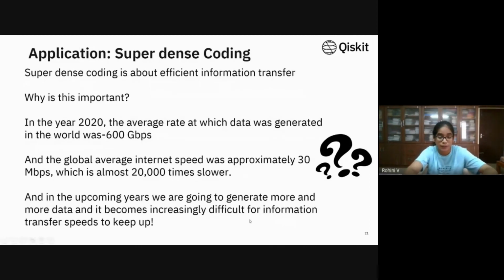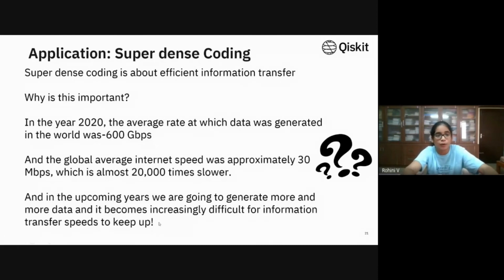Researchers say that by 2025 we are going to generate 40,000 Gbps of data. See how huge it is: just 600 Gbps now, and we've got only 30 Mbps, and by 2025 we are going to generate 40,000 Gbps. The speed is going to be slower. In the upcoming years, we're going to generate more and more data, and it becomes increasingly difficult for information transfer speeds to keep up. This is going to be a major issue.